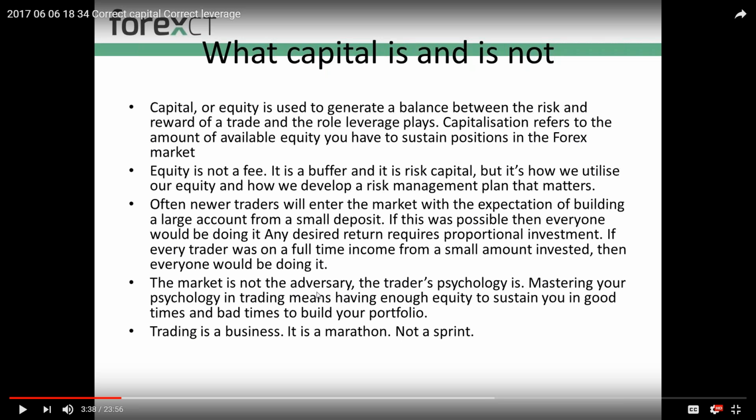Mastering your psychology in trading means having enough equity to sustain you in good times and bad times to build your portfolio. So it's important to remember that trading is a business. It's a marathon, not a sprint.